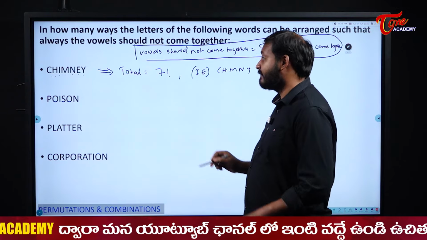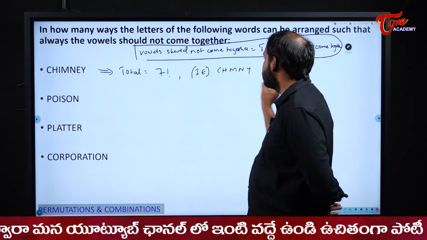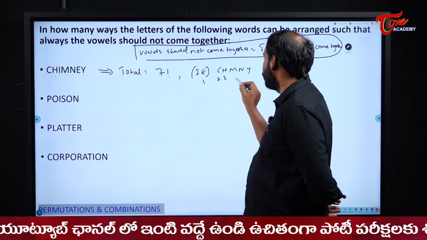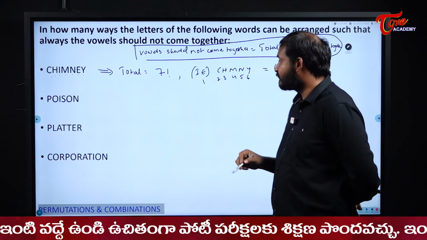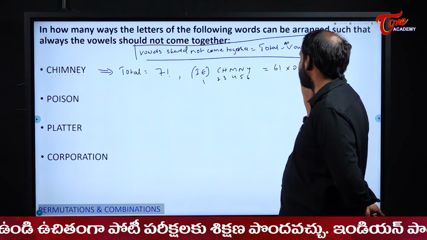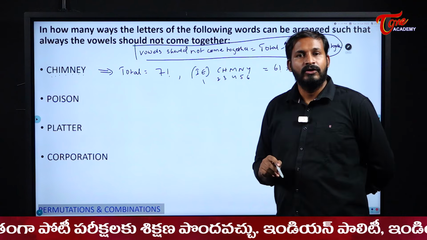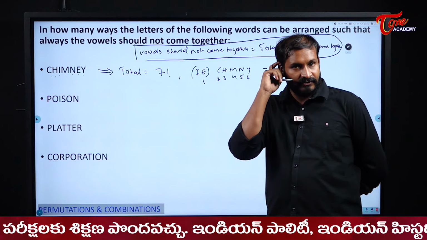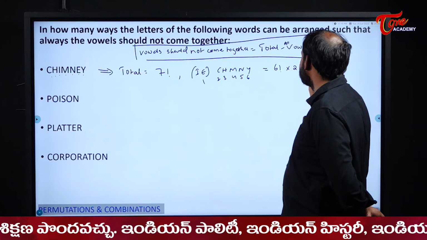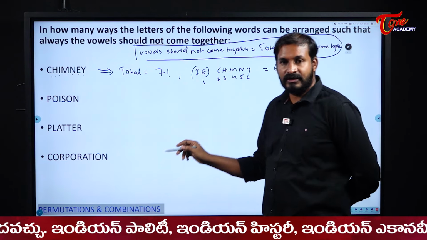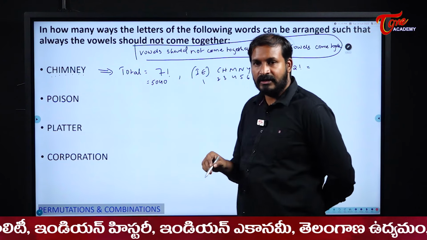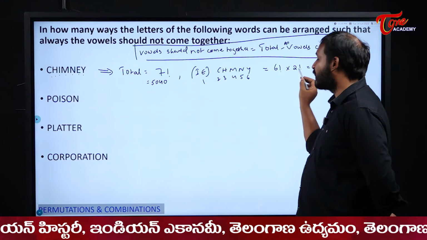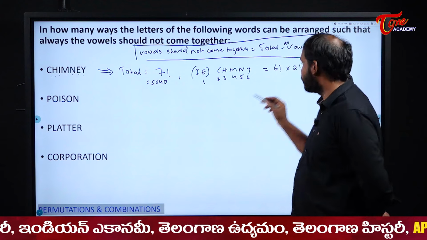So, this is vowels coming together. So, what happens to this one? 1, 2, 3, 4, 5, 6. So, 6 factorial into 2 factorial, which we will get here. So, now what happens to this? What is 7 factorial, students? 7 factorial is 5040. Next, 6 factorial into 2. 720 into 2 is it will come what?